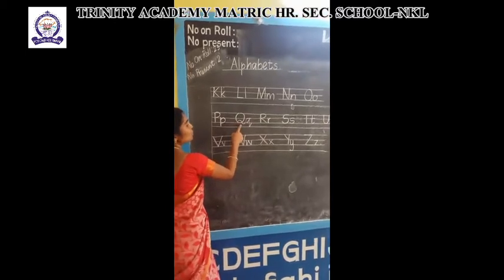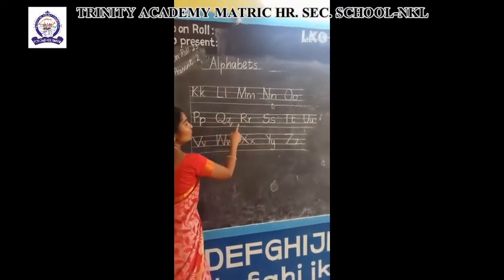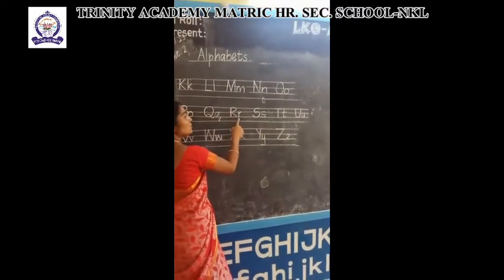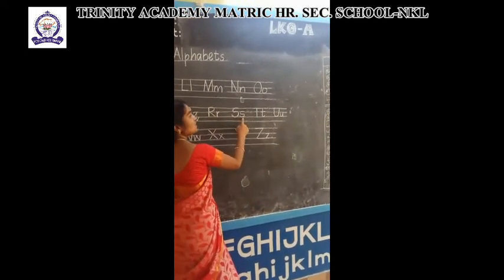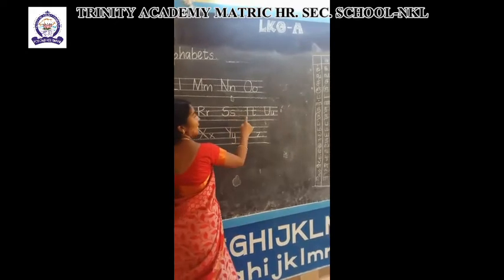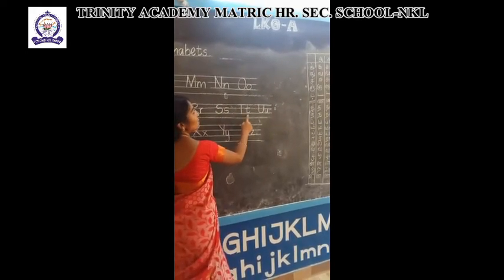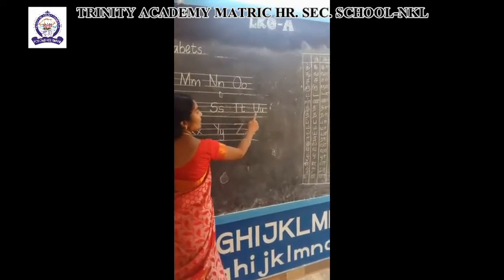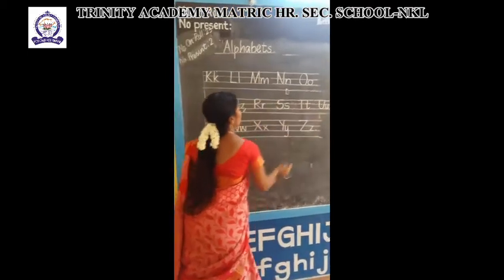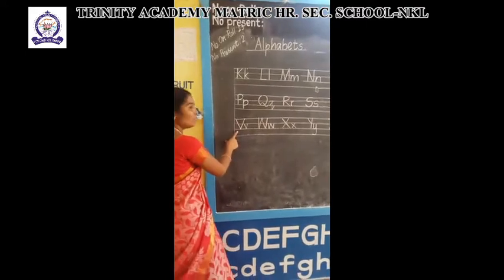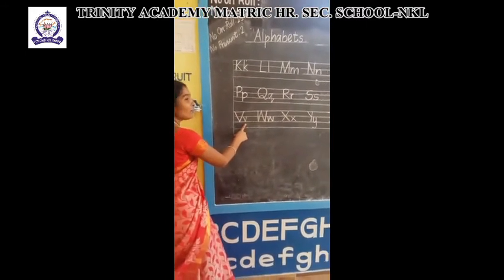Capital letter Q, small letter Q. Capital letter R, small letter R. Capital letter S, small letter S. Capital letter T, small letter T. Capital letter U, small letter U. Capital letter V, small letter V.